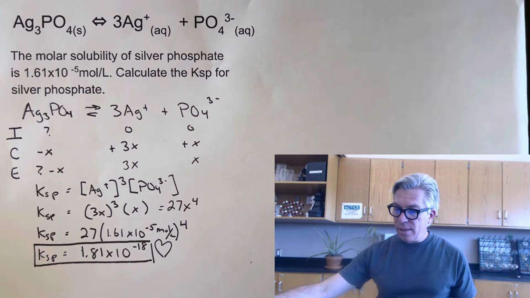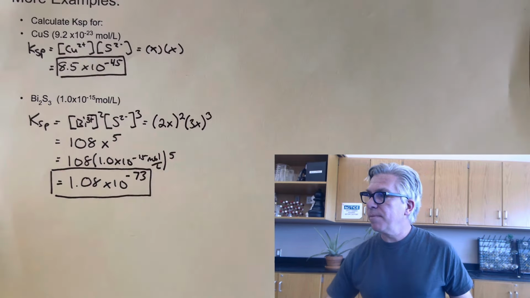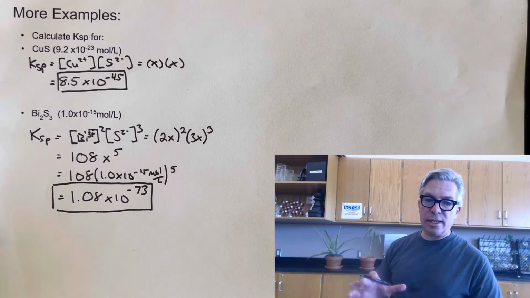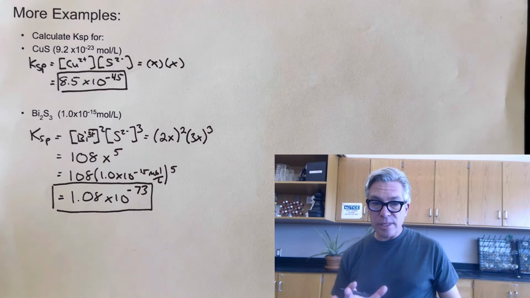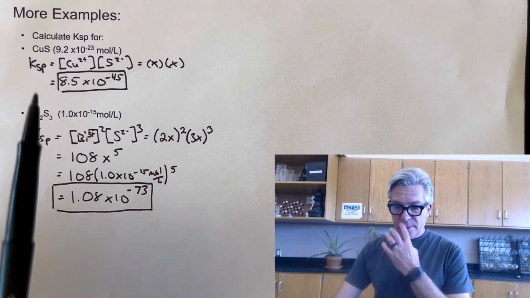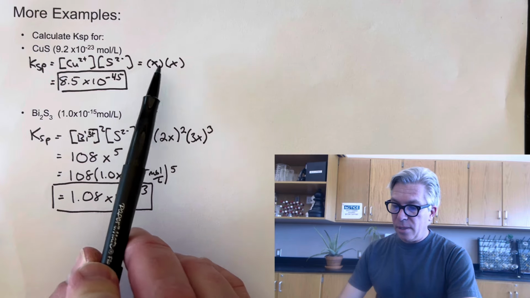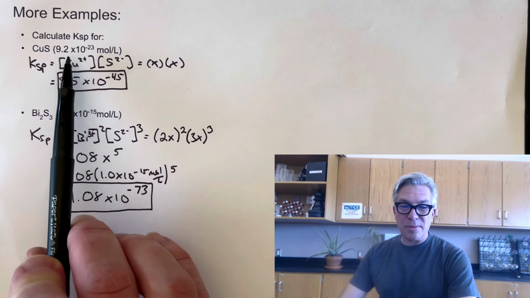I want to end with a slide. I've already worked out the solutions here for 2 other ones. Okay, copper sulfide and bismuth sulfide. I like to do these ones in class for a couple of reasons. Number one, the Ksp for this one is going to be equal to X squared. The molar solubility is 9.2 times 10 to the minus 23rd.